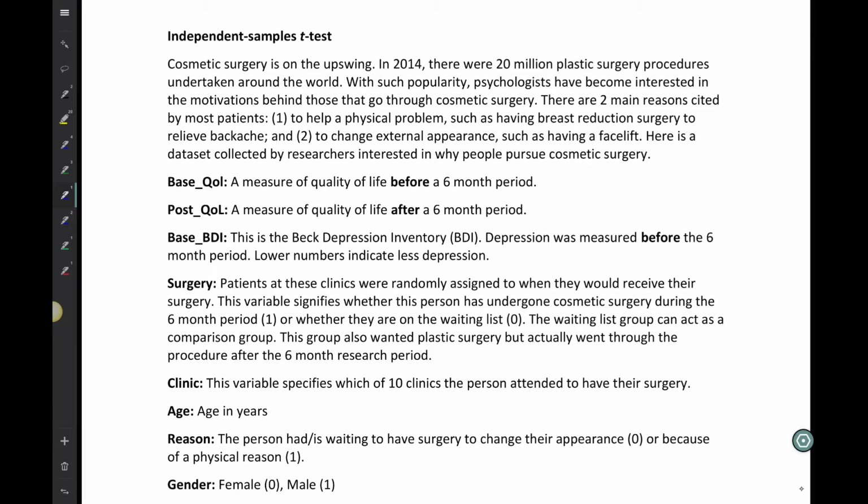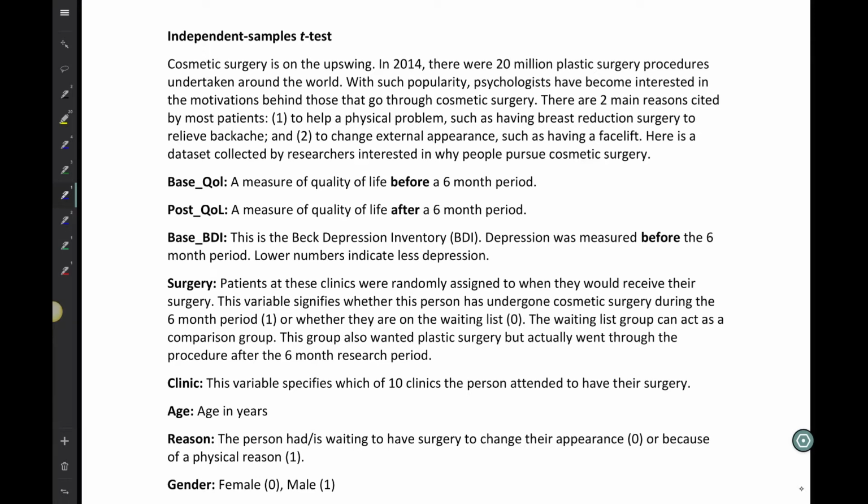In 2014, there were 20 million plastic surgery procedures undertaken around the world. With such popularity, psychologists have become interested in the motivations behind those that go through cosmetic surgery. There are two main reasons cited by most patients. Number one, to help a physical problem, such as having a breast reduction surgery to relieve backache. And two, to change external appearance, such as having a facelift.